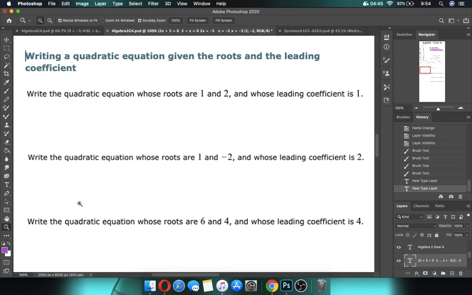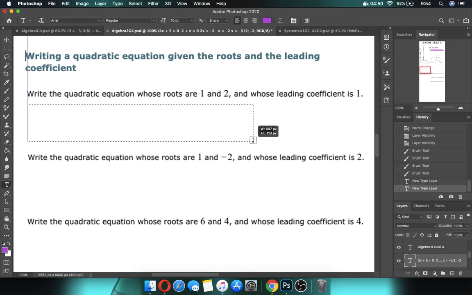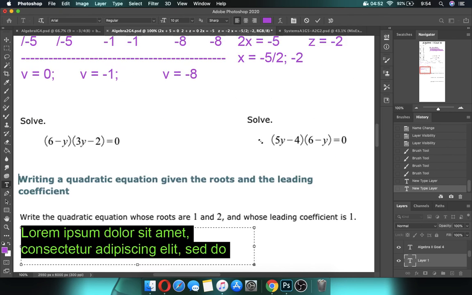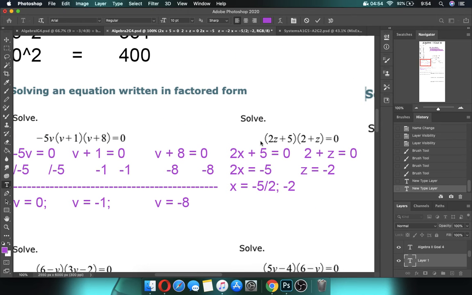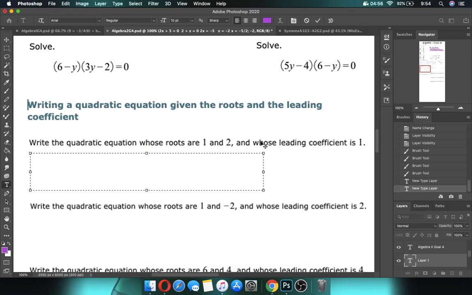and the lead coefficient. The wording for this one is always a little bit awkward for some students. They don't quite understand what it is they're asking, but now that we've just done this topic, we have a much better idea of what's actually happening.